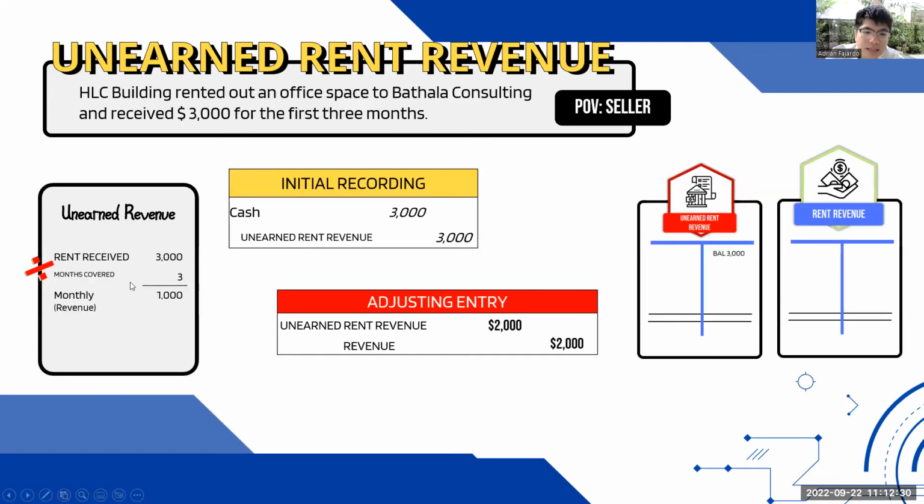So again, basically monthly revenue is 1,000. So times 2, 2,000. So in the unadjusted trial balance of HLC, not Bathala, may balance probably siya ng unearned revenue of 3,000. Pero mali yan. Hindi pa yan adjusted. Let's adjust. Debit unearned revenue, 2,000. Credit revenue of 2,000. And therefore, we show the true value na 1,000 na lang talaga yung liability mo at unearned rent revenue of 1,000. And then may 2,000 ka ng revenue. Kasi 2 months versus sa April.